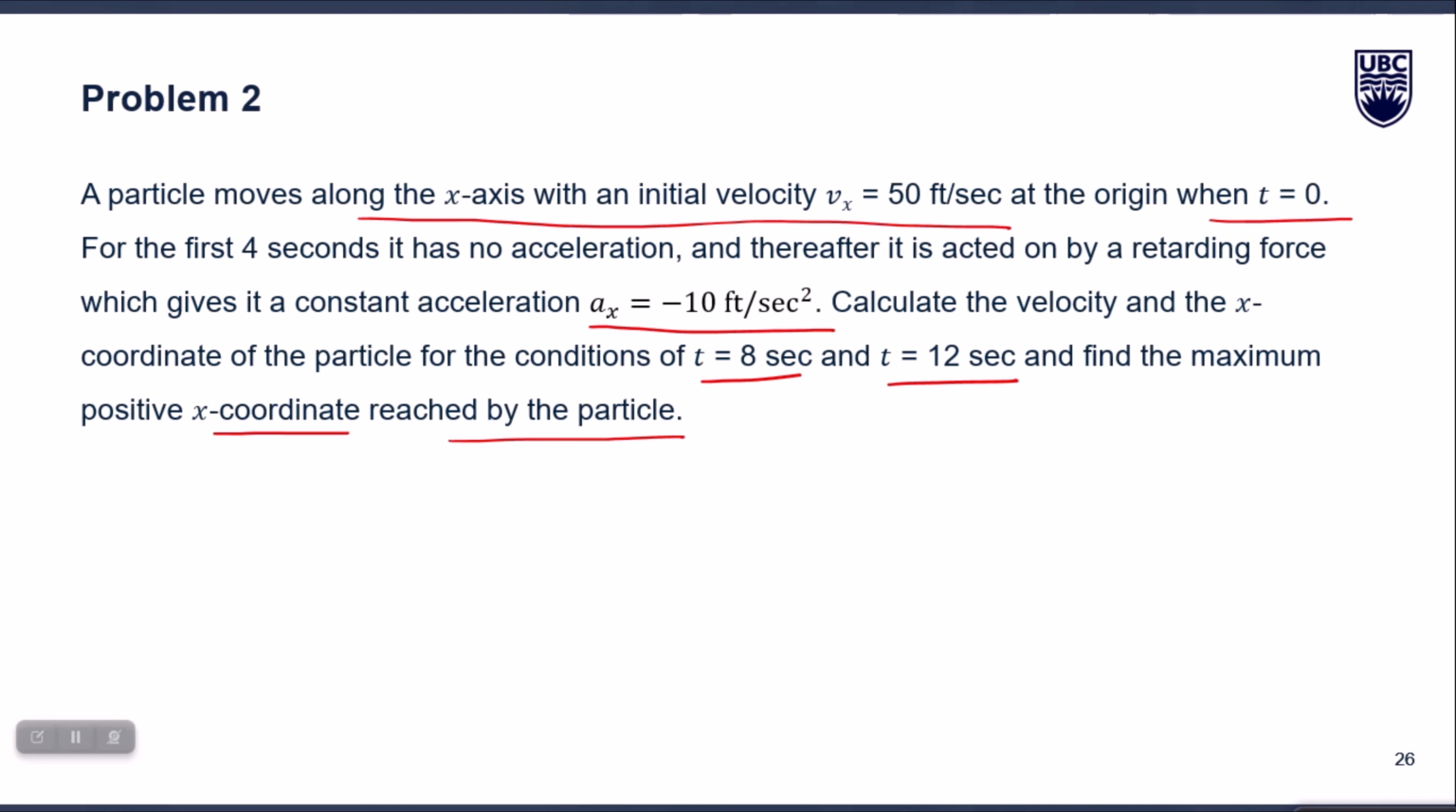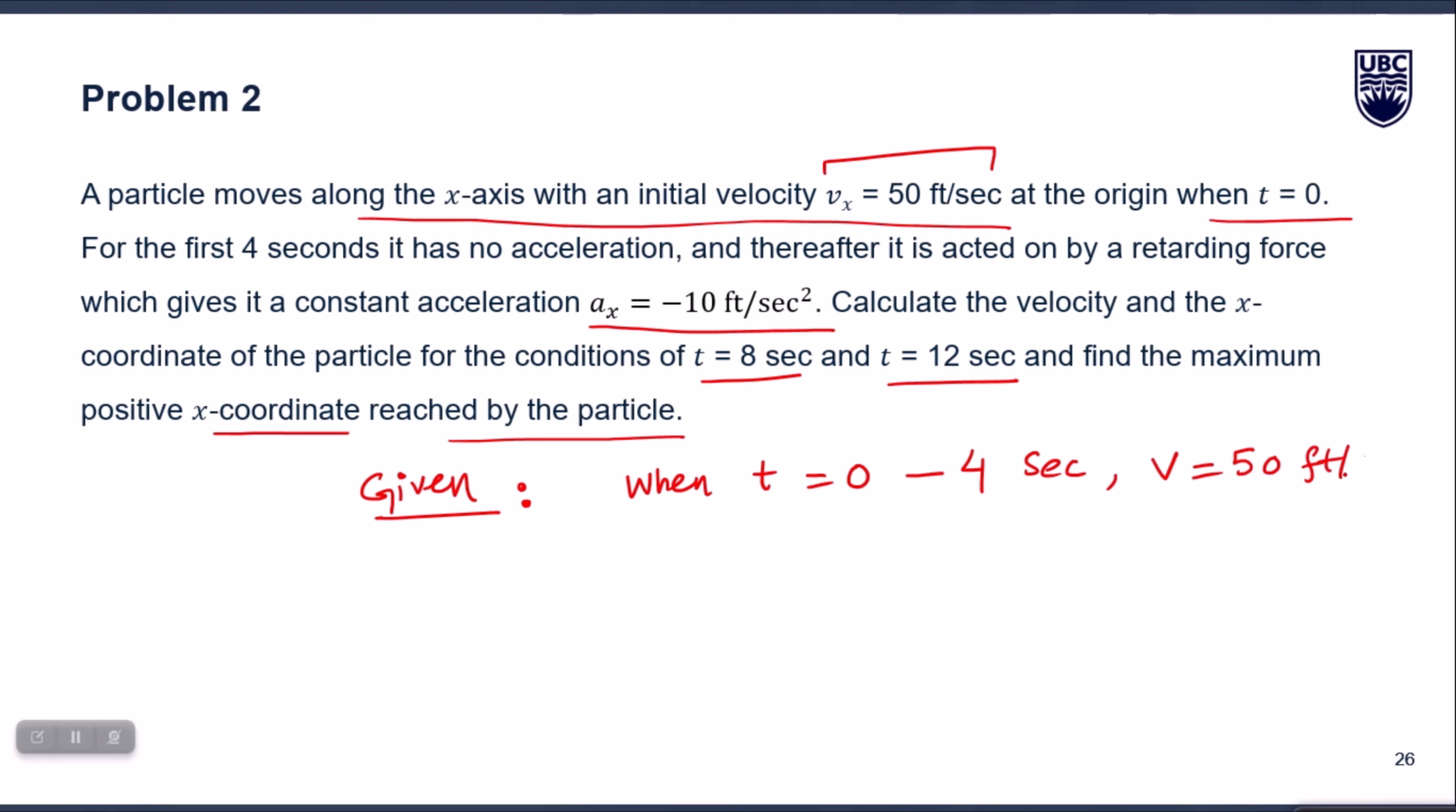So since there is only one axis involved in this motion, it's a case of rectilinear motion, right? And the information given to us, let's write that down. So the given information is, first of all, velocity is constant value for first 4 seconds, right? So when t is equal to 0 to 4 seconds, v is equal to 50 feet per second, right?